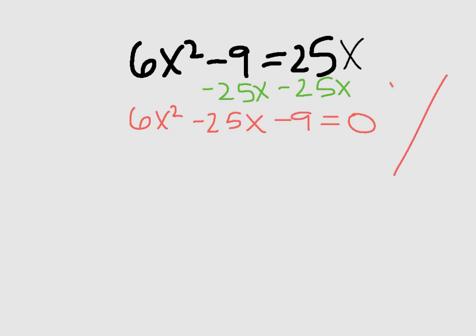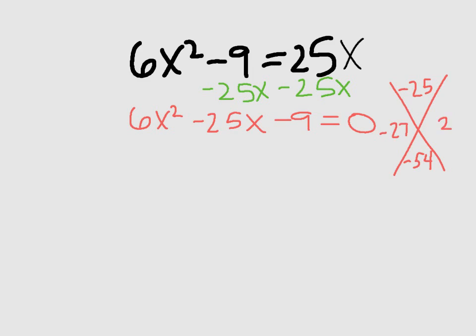Okay, so now we're going to do the same thing. We just had to add one more step. So we're going to find two factors of negative 54, because 6 times negative 9 is 54, that add to equal negative 25. These factors are going to be negative 27 and 2.